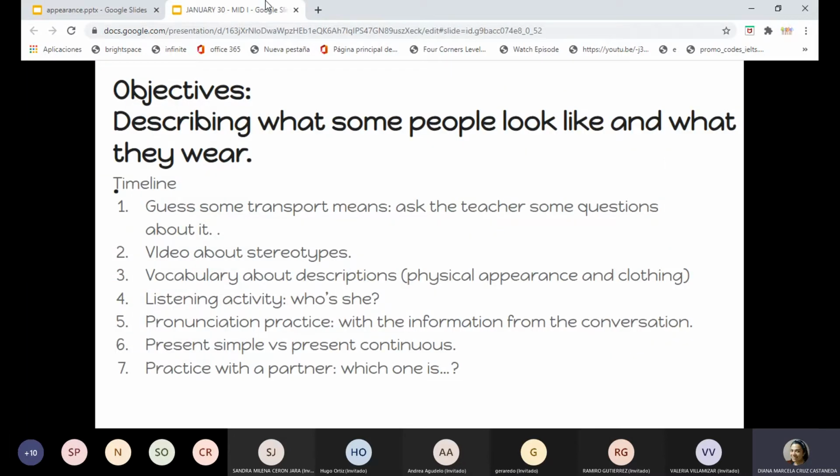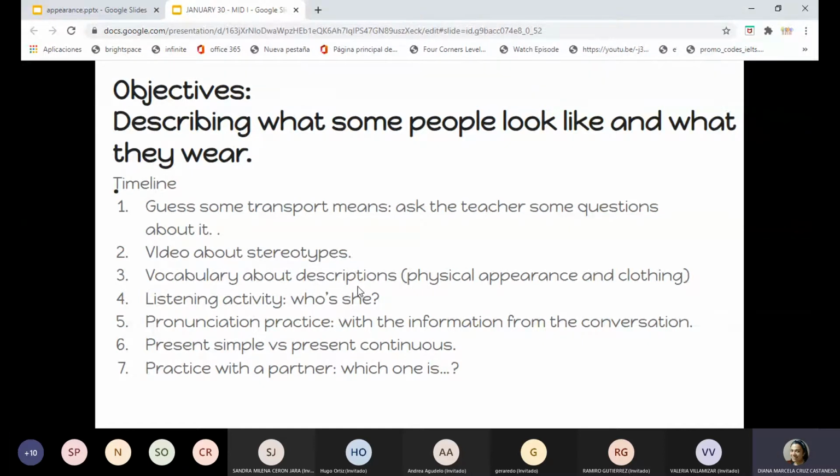As maybe you remember, last class we were checking some information about transportation or transport or means of transport. We checked some of the means of transport people usually use. In some of your videos, you presented very interesting information about other means of transport, and that was very interesting. So before we move on to the topic, which is description, okay? Descriptions specifically about people, I mean.